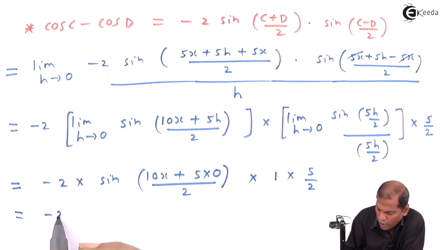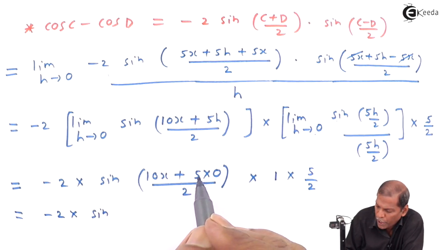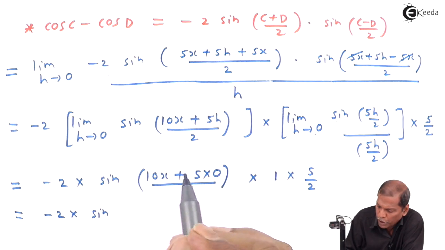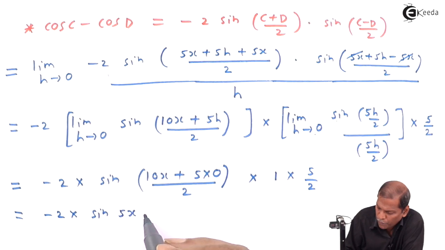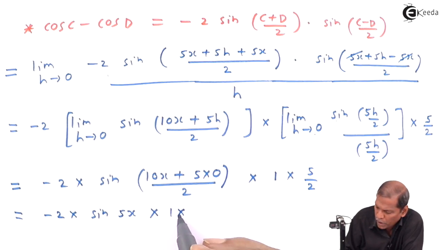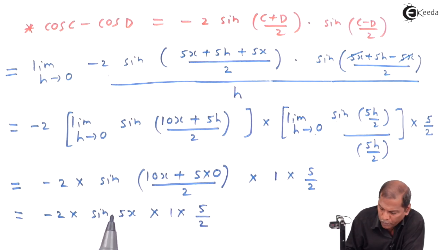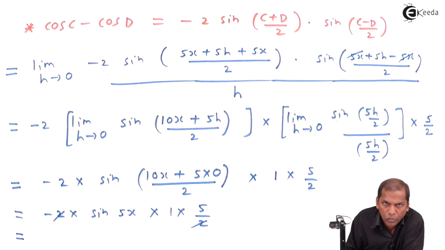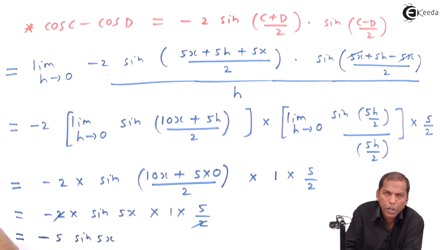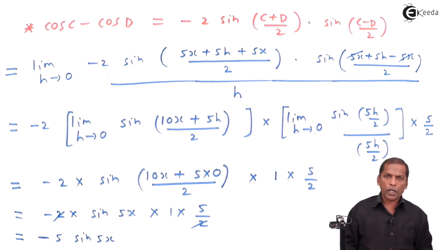So that is equal to minus 2 into sin. Now here 5 into 0 is 0, plus 10x, and 10x divided by 2 gives us 5x, into 1, into 5 by 2. So here we cancel 2 from numerator and denominator. So finally we get minus 5 times sin of 5x. So this is the required solution for the given problem.